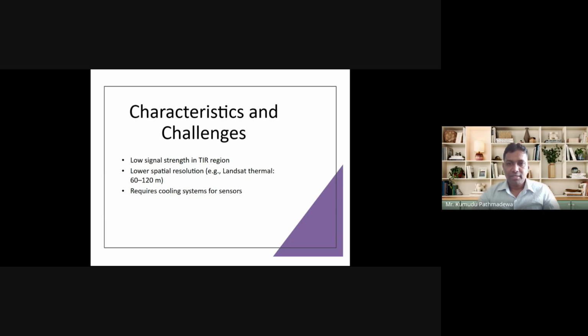Thermal infrared data is indispensable in environmental monitoring and agriculture, so it is very important when we come to environmental monitoring and agriculture. We can use thermal infrared images, and they are very useful in those two areas.